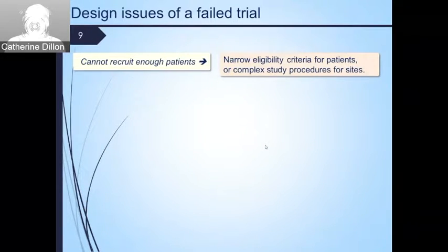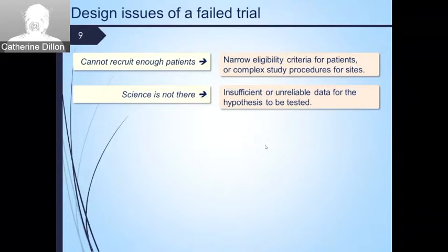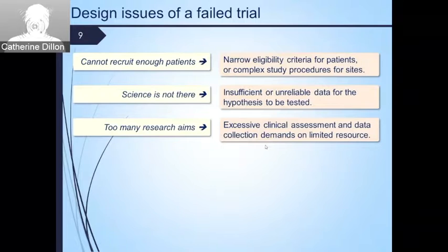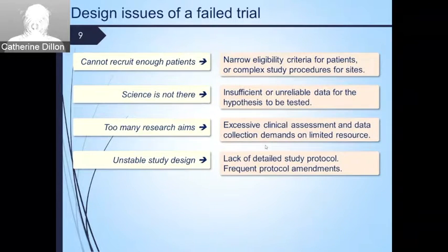Okay, so what are the problems with a failed trial? They're numerous. It can be a situation where you can't recruit enough patients, and this can be because maybe your eligibility criteria are too tight, or the procedures to operationalize the trial are just so complex that the sites really don't want to do it. The science is not there. You could have too many research aims with excessive clinical assessments and data collection demands on limited resources. You could have an unstable study design where you have a messy, sloppy protocol and frequent protocol amendments.